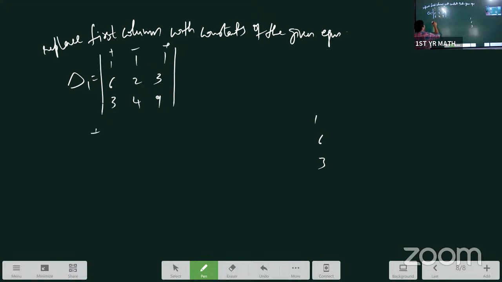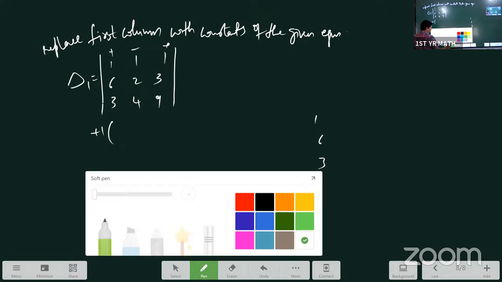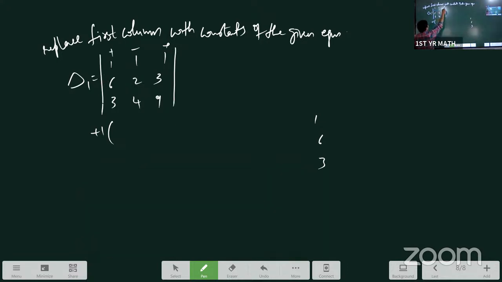Is it clear? So plus 1 into, leave the row and column in which it is present. What is that row and column? See here, suppose 1 is there. 1 is present in the first row and first column. So leave that row and column. Now AD minus BC, so this and this you are going to multiply, yes or no? So plus 1 into AD minus BC.